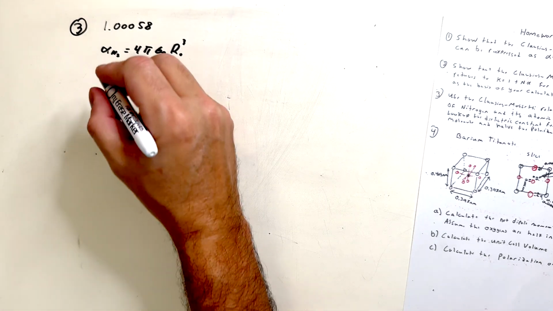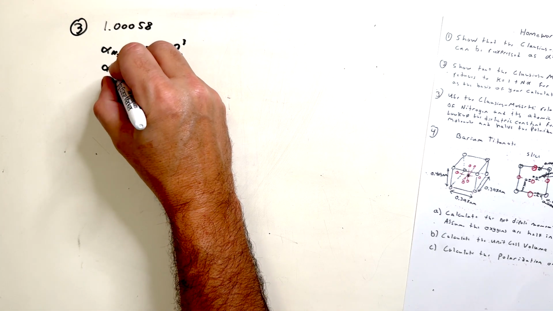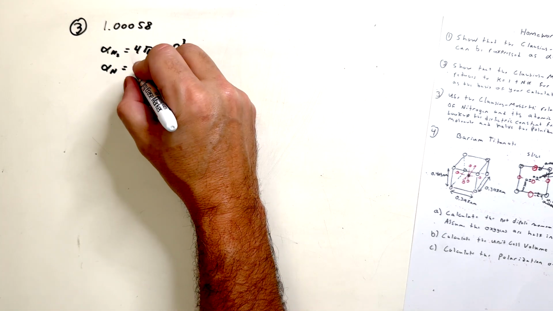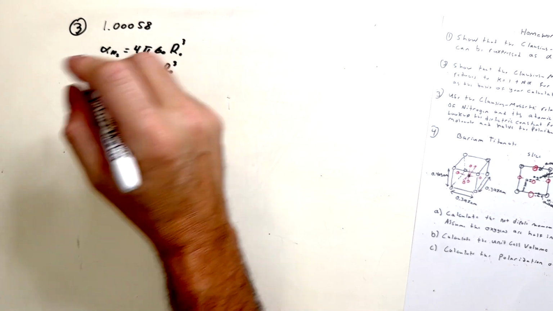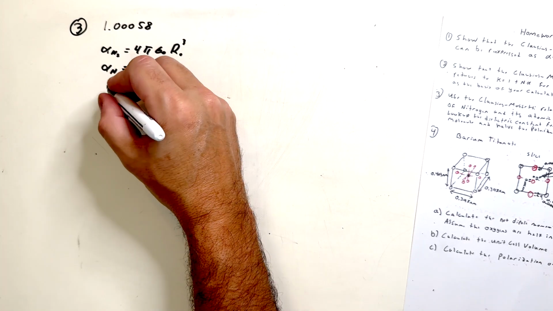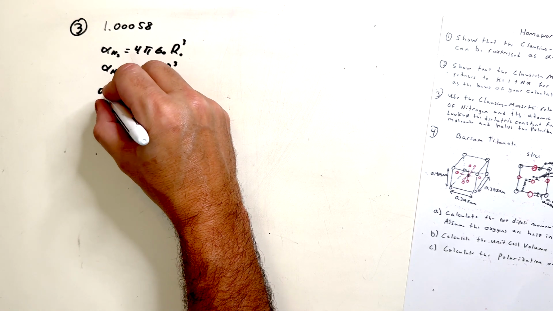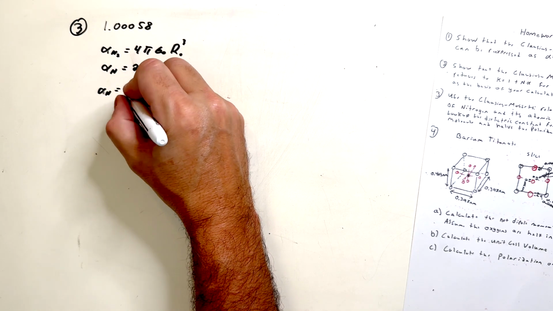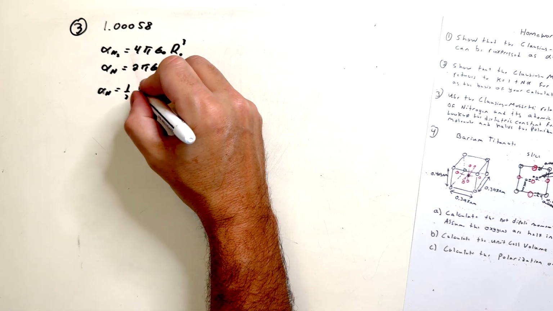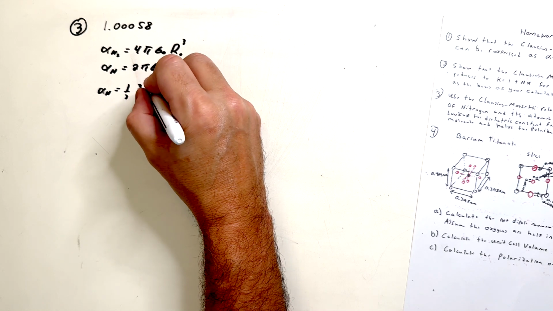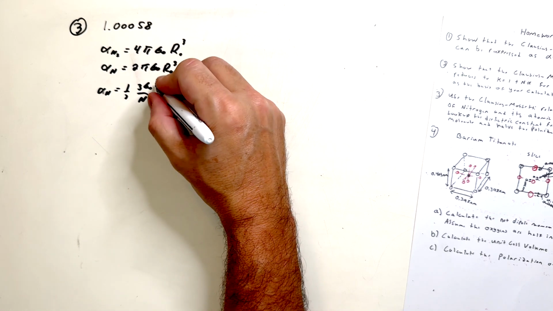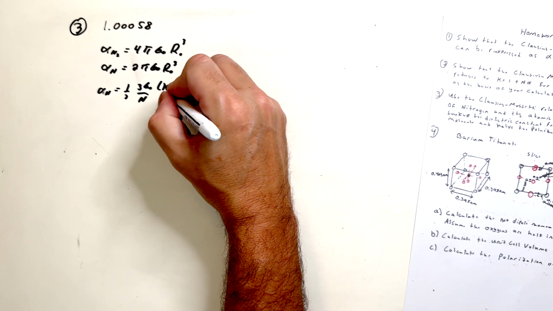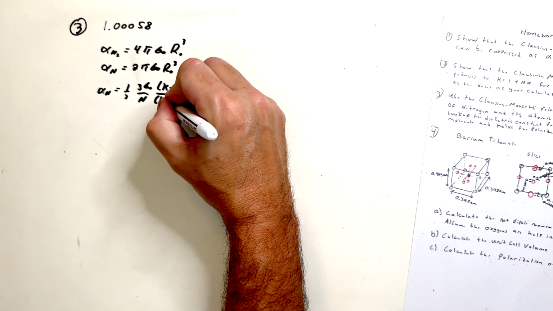So I would then say that for just a single nitrogen atom, I'm going to have this value and write it as 2 pi epsilon naught R naught cubed. So now let's use the Clausius-Mossotti relation from the lecture. Alpha sub n is going to be equal to 1/2 times 3 epsilon naught over n times kappa minus 1 divided by kappa plus 2.